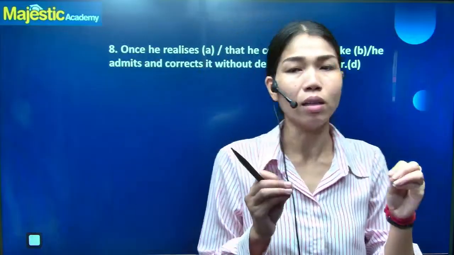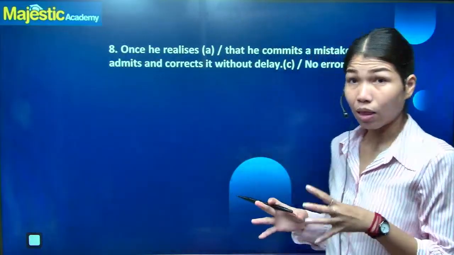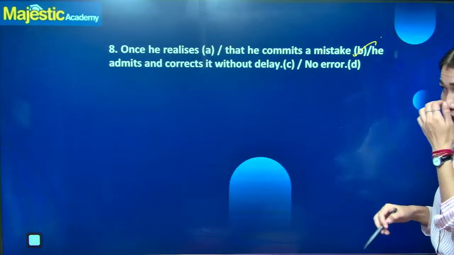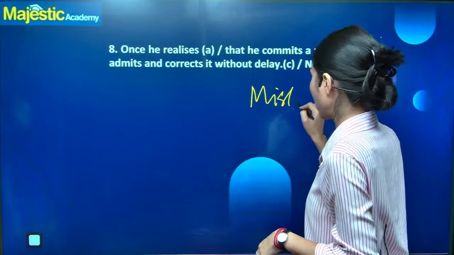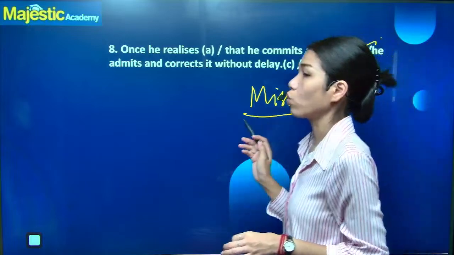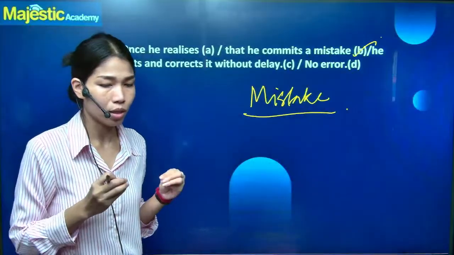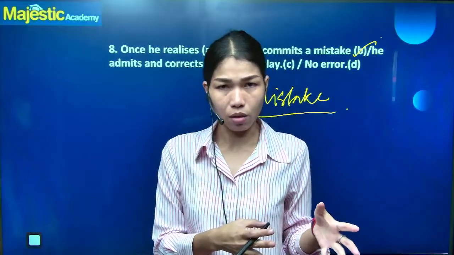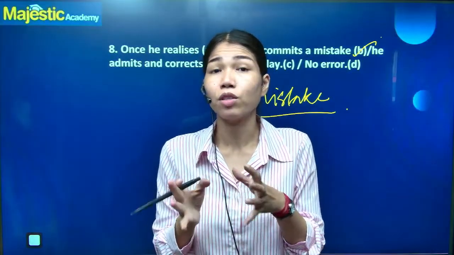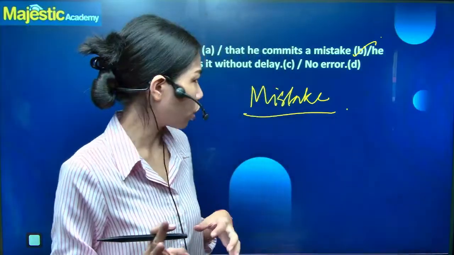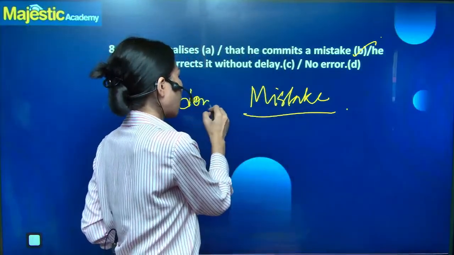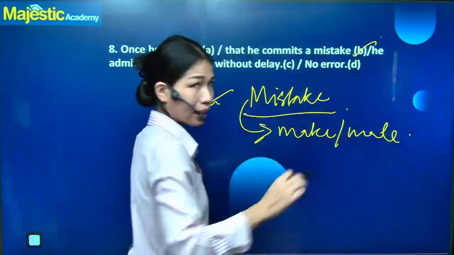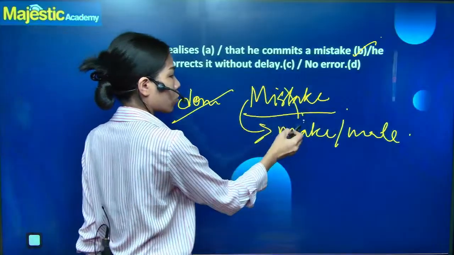So again, in this question we have a particular error, which is a fixed thing. Okay? And the particular error is in part number B. So what is the error in part B? If we look at the word mistake, it is associated with a particular kind of word. For example, if I have done something, in that case I can't say I have done a mistake. You can never use the word done with the word mistake. You always have to use the word make or made in that case.